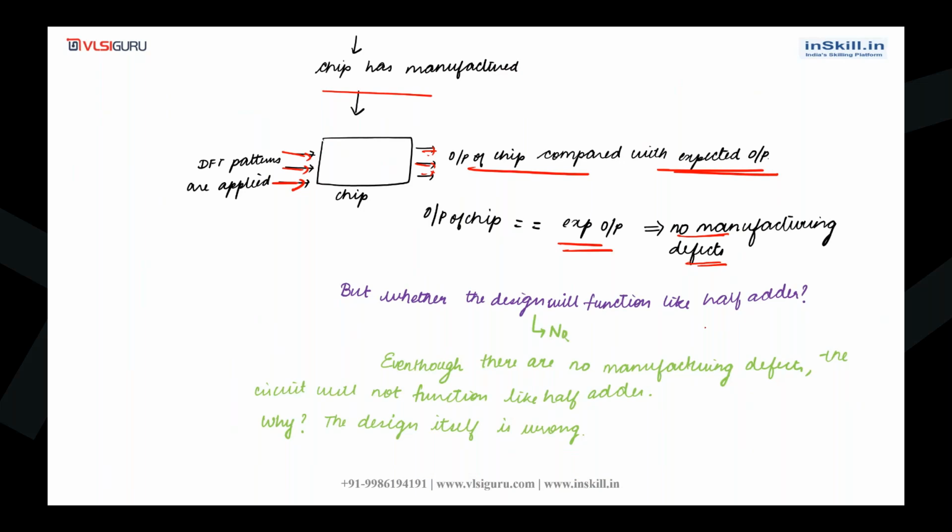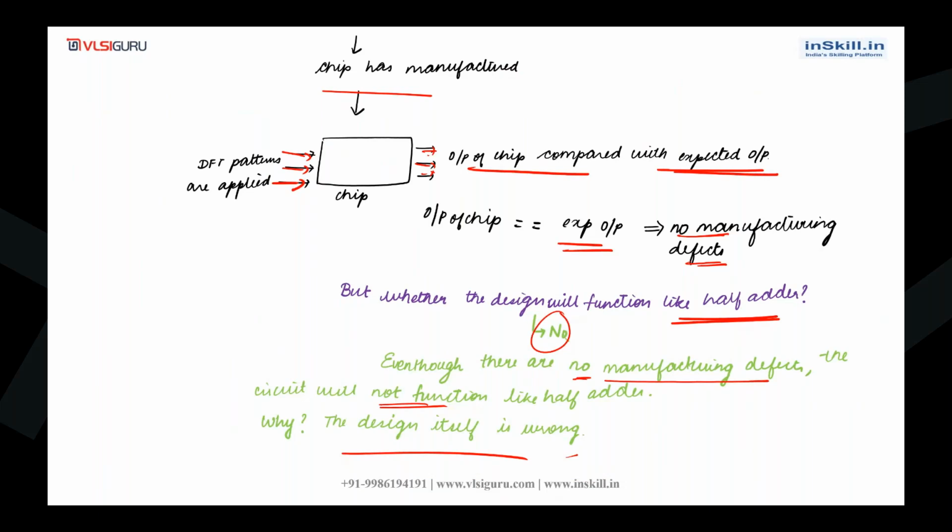But whether the circuit will function like a half adder in this case, no, it will not function, because even though there are no manufacturing defects, the circuit will not function like a half adder. Why? The design itself is wrong.